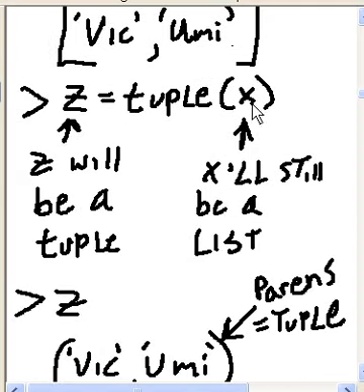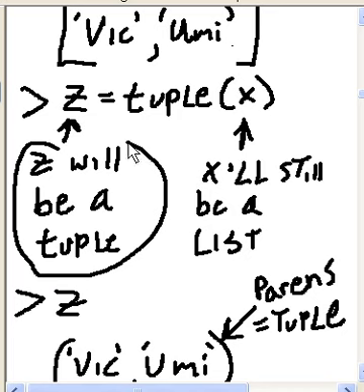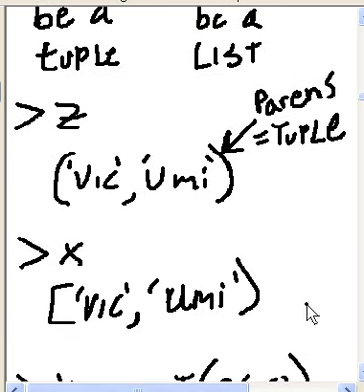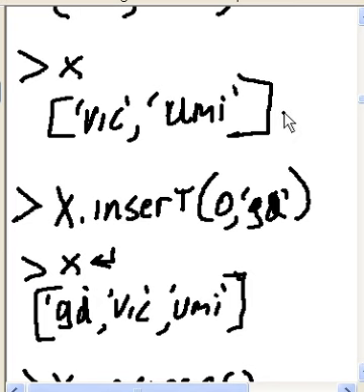Now, z equals tuple of x. X is a list. X will still be a list. I'm going to take the tuple version of x and assign that to z. Z will now be a tuple. If I key in z, I'm going to get Vic and Umi. Notice the parens. This is a tuple. Key in x, hit enter, I get the list. Notice the square brackets. So x, and that's a list.